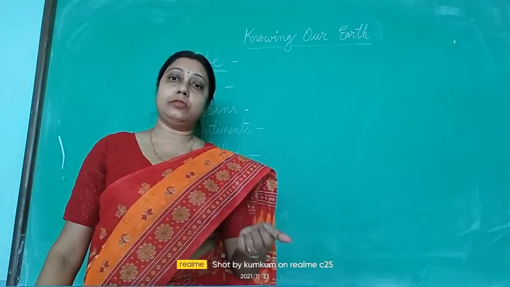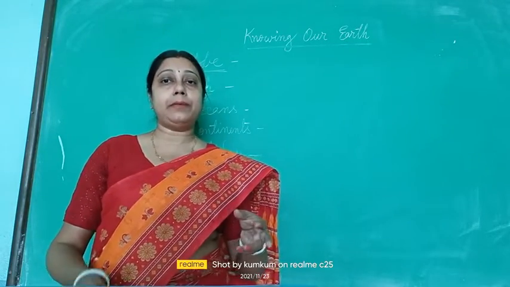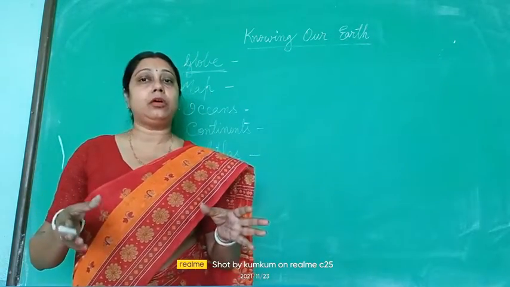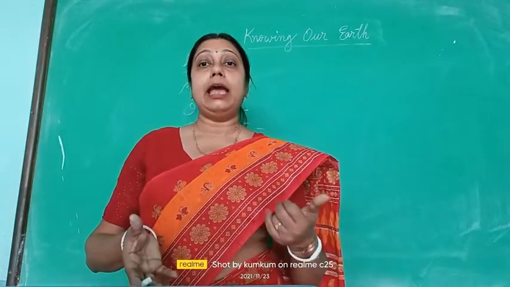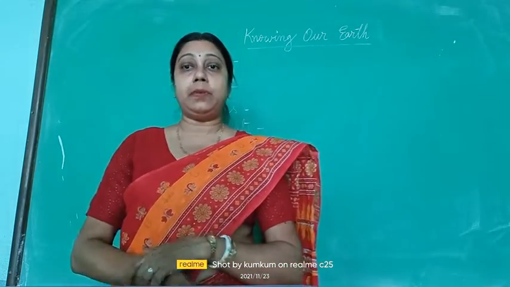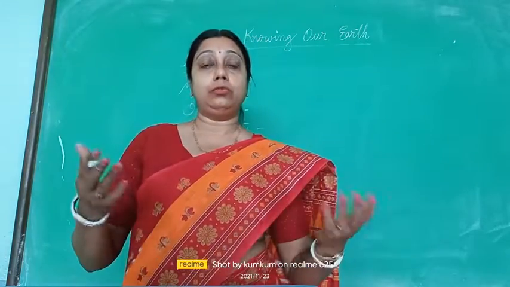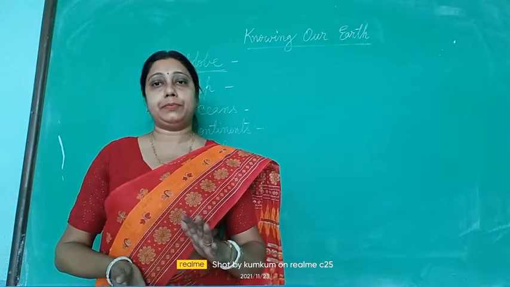Maps are also of various types. You can see physical maps and political maps. Political maps depict all the countries, and you can see the international and national boundaries. Physical maps are where you can find the mountains, plateaus, water bodies, all that information.